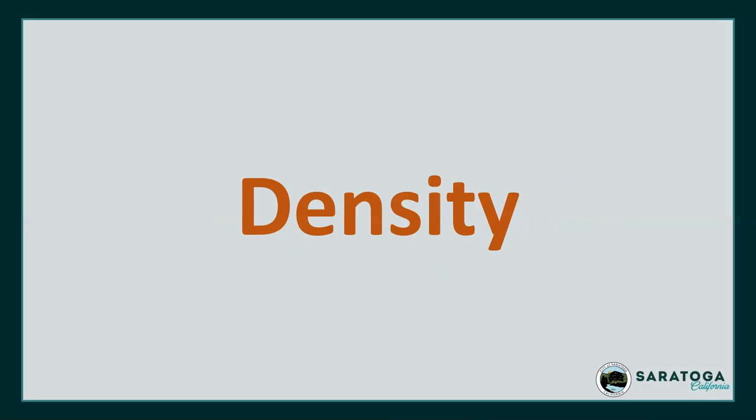Density is the number of residential units on a given piece of land. Examples of different densities include 1 unit per acre, 4 units per acre, or 20 units per acre. The higher number of units per acre, the higher the density.